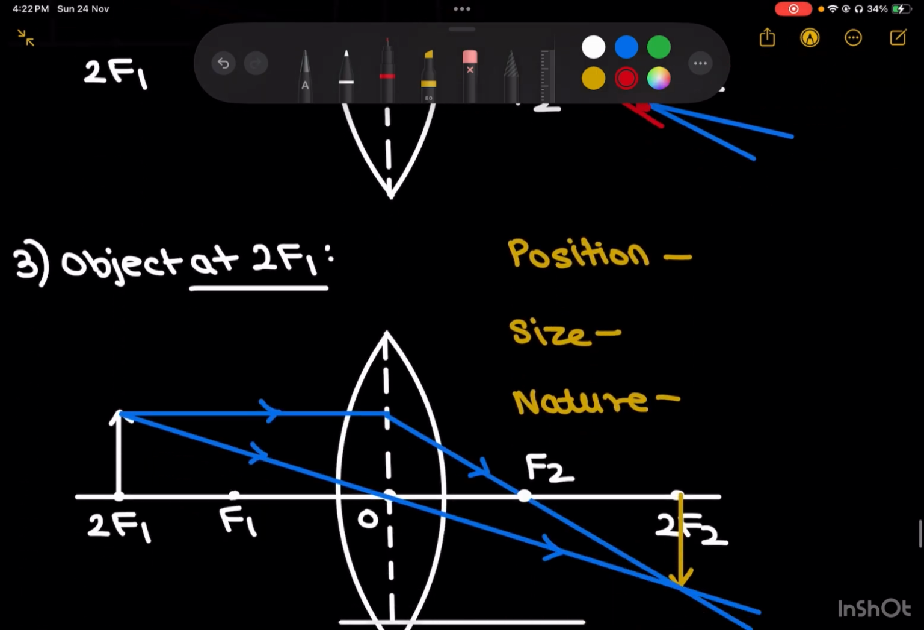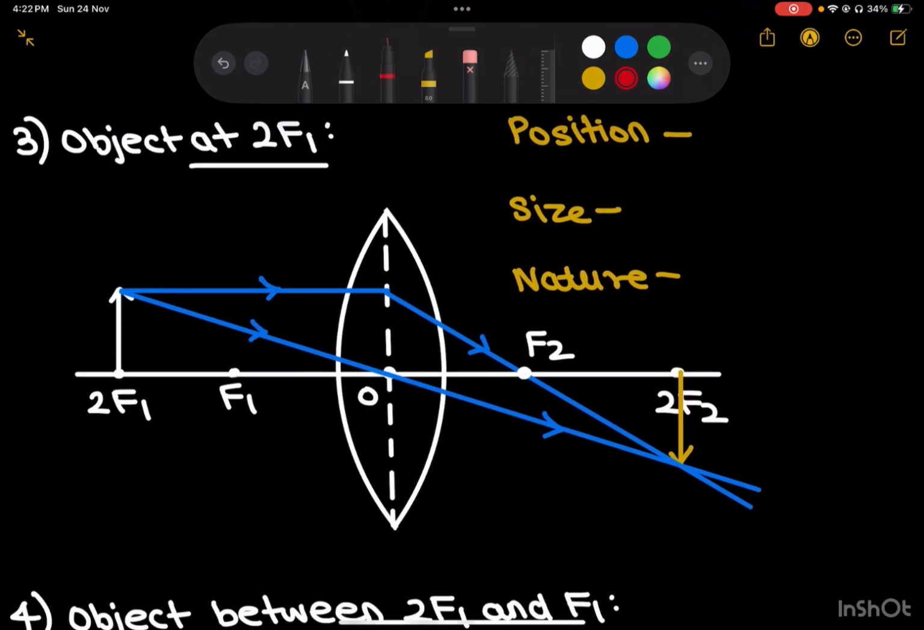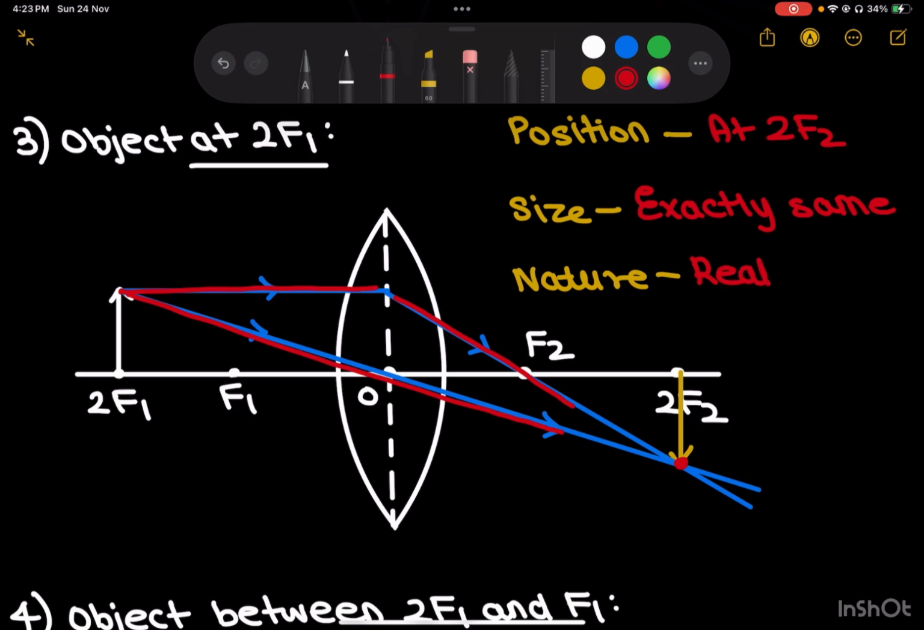Third case, again we are moving the object closer. Object at 2f1. Again, two rays have been directed, one parallel to the principal axis, which passes through the focus. Another one passing through the optical center goes undeviated. They meet at a point and the image is formed exactly at 2f2. So the position of the image is at 2f2. The size of the image is exactly the same. And the nature is still real and inverted.